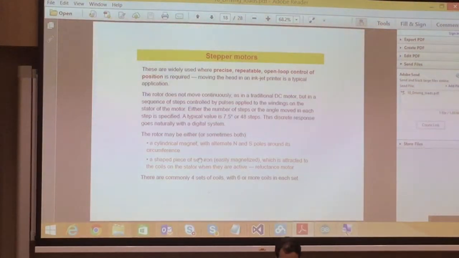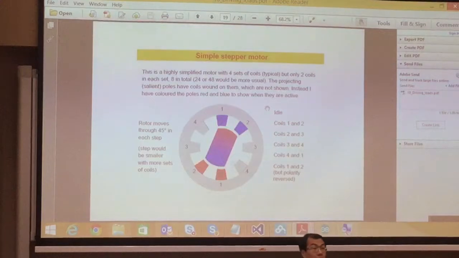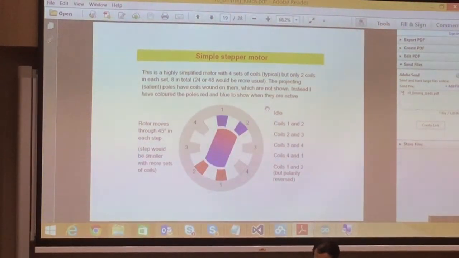Okay, next one is the stepper motor. The stepper motor is the other very common one. Sometimes you think a motor is just rotating continuously, but some of the motors you see are actually stepper motors, because the movement can be so fine that you don't notice it's a discrete movement. Let's look at the simplest stepper motor.